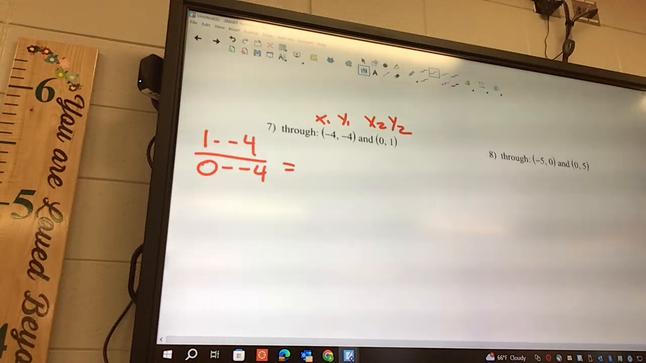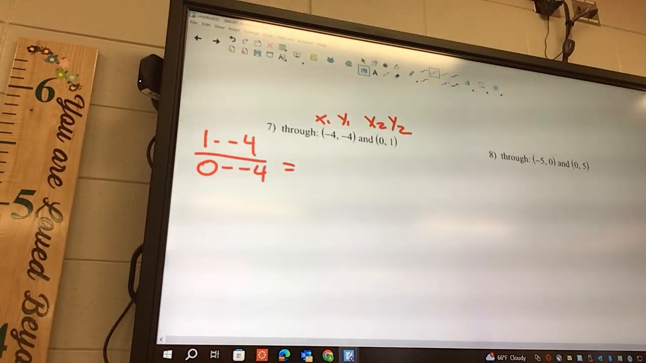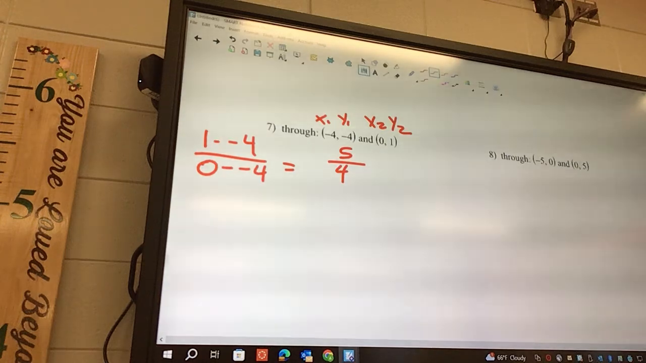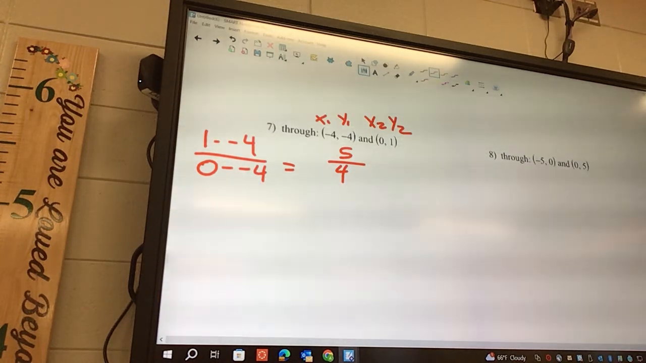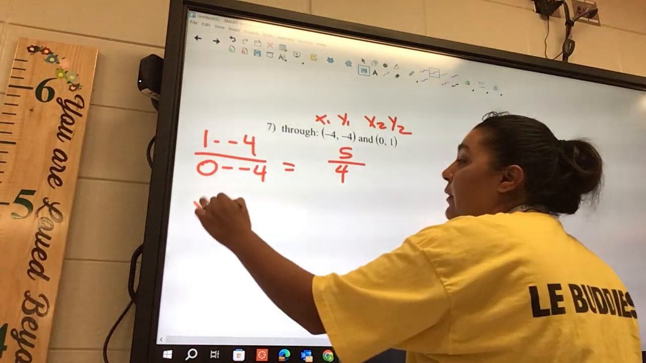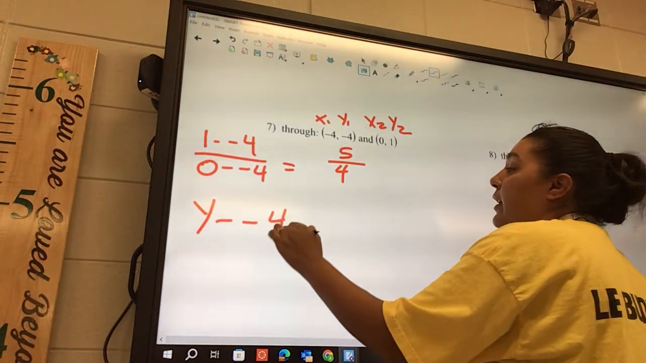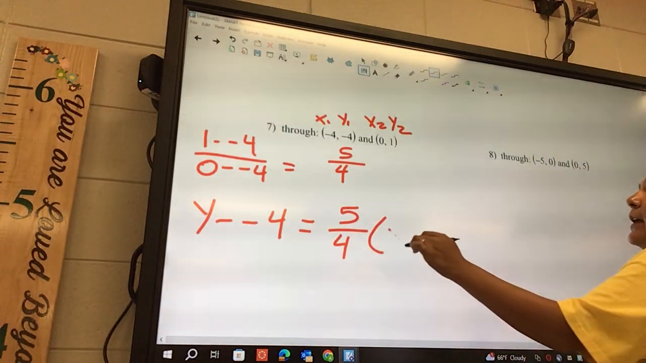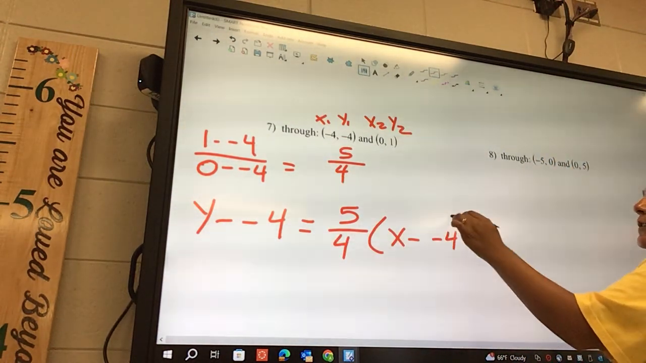What do you guys get for this one? 5 over 4. 5 over 4? Somebody agree? Okay, and then so from here, we can go ahead and write that long equation out. So it's gonna be y minus my y1, which is negative 4, equals my m, which is 5 over 4, x minus my x1, which is negative 4.